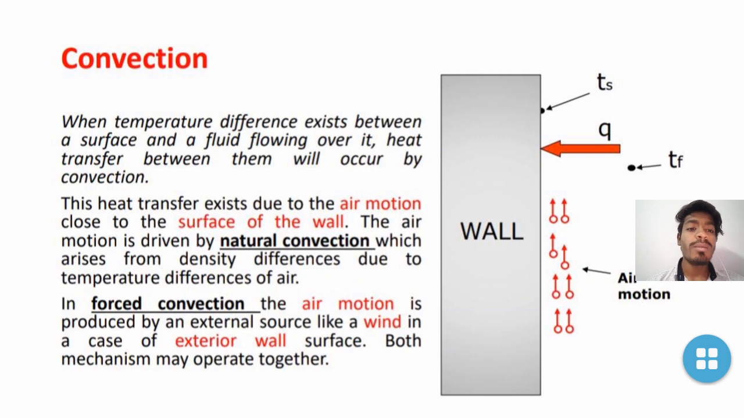Convection. When a temperature difference exists between a surface and a fluid flowing over it, heat transfer between them will occur by convection. This heat transfer exists due to the air motion close to the surface of the wall. The air motion is driven by natural convection, which arises from density differences due to temperature differences of the air. In forced convection, the air motion is produced by an external source like wind. In the case of an exterior wall surface, both mechanisms may operate together.